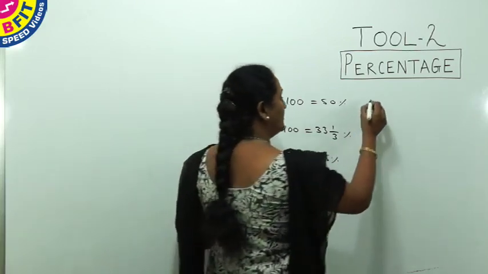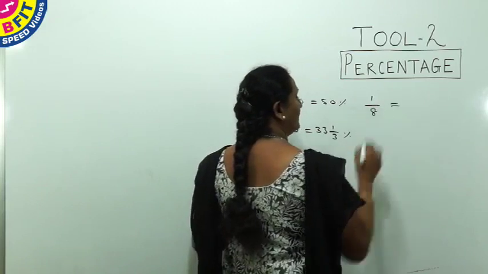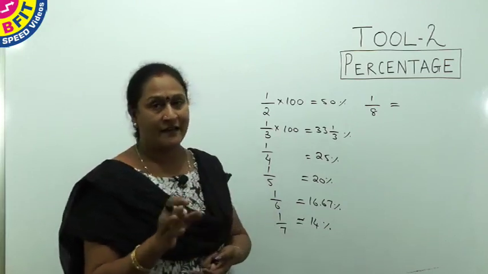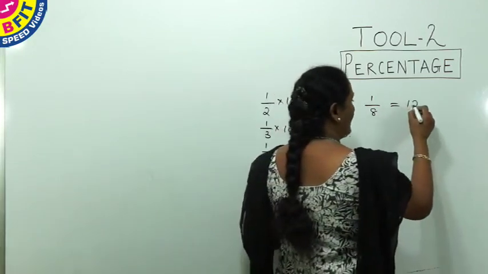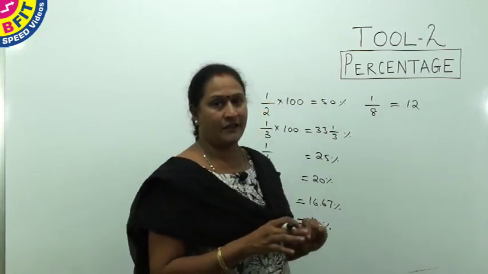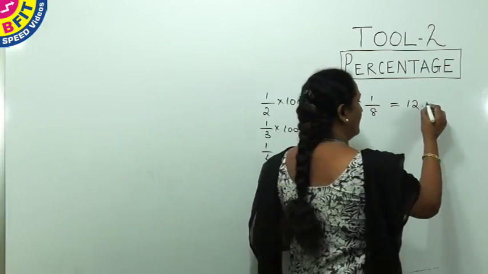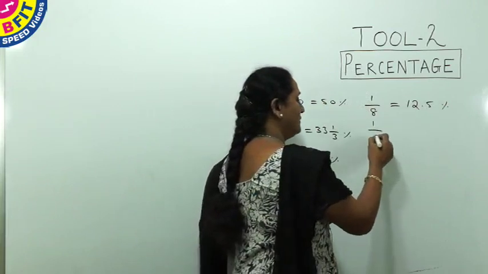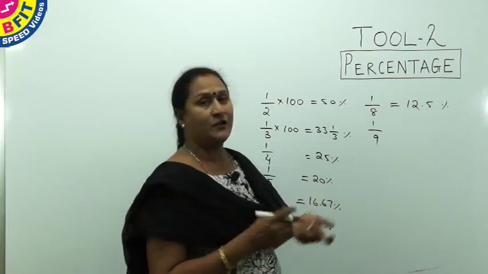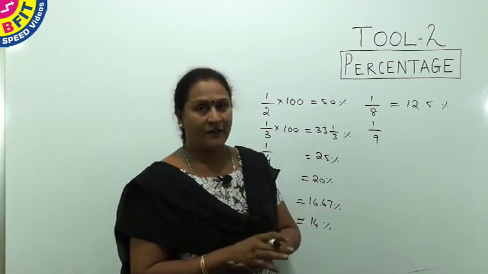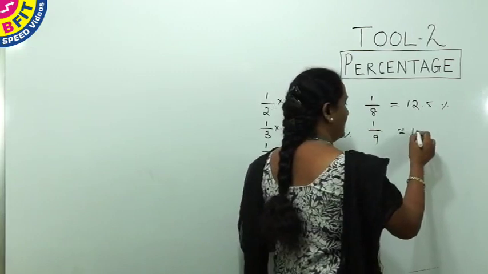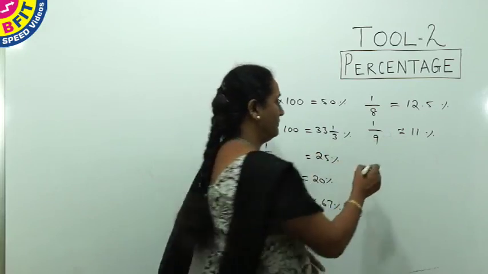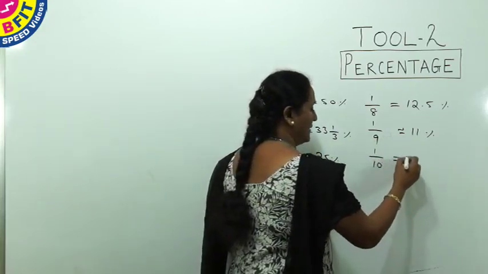And now what will be the percentage for 1 by 8? So 8 into which number multiplied will give you 100? So 12, 8 is 96. As remainder is 4, 4 is half of 8. So exactly the percent is 12.5%. And what will be percentage for 1 by 9? So 9 into which number will give you 100? 9 into 11, 99. So approximately it is 11%. So we'll have 11.11 recurring. So 11%.